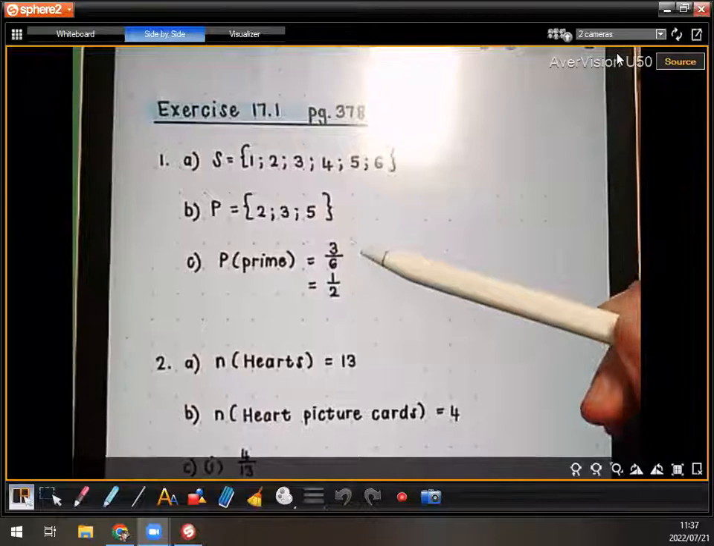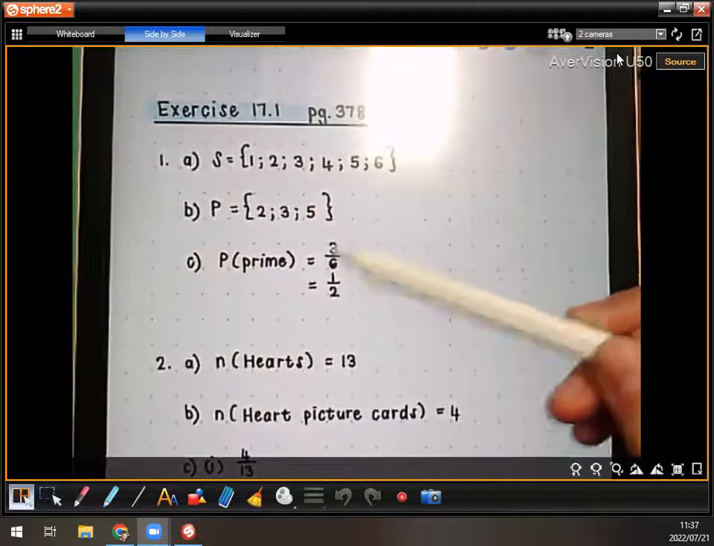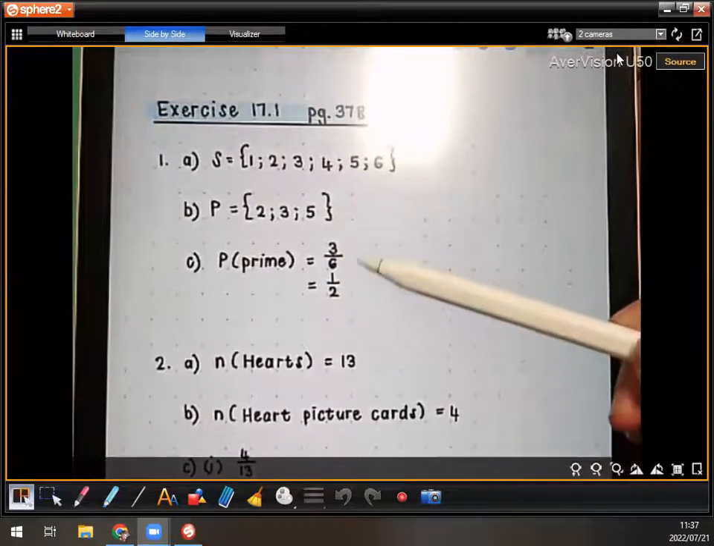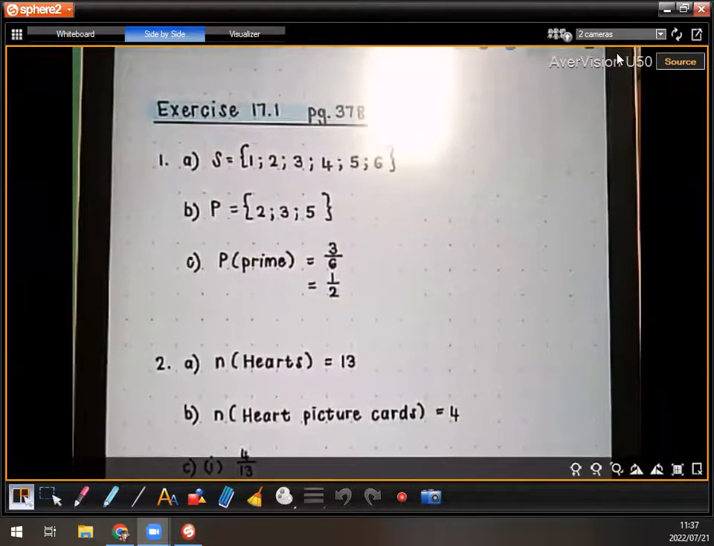But guys, what you don't have to do, you don't have to write 3/6. You can go straight to a half if you know that it's a half, but you can't leave it as 3/6. Okay, so what you have to have is 1/2. That's where the mark will be.